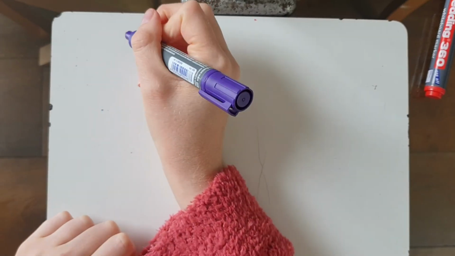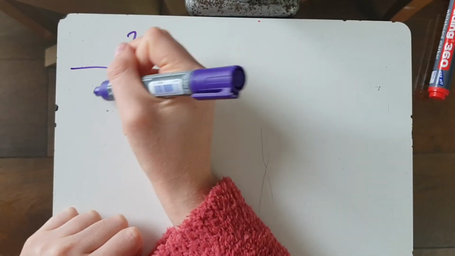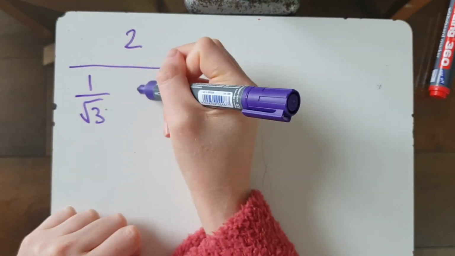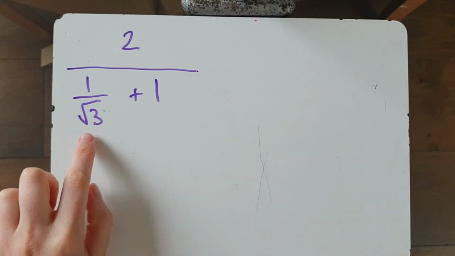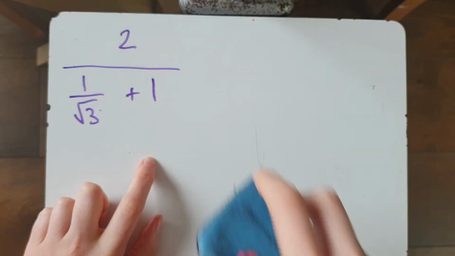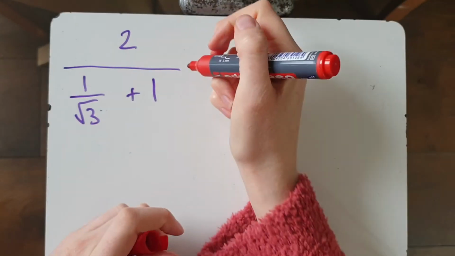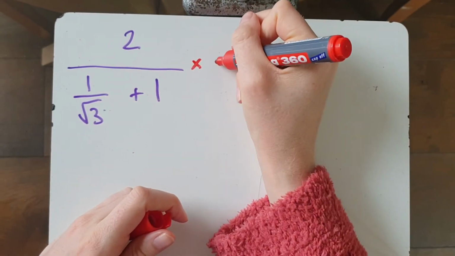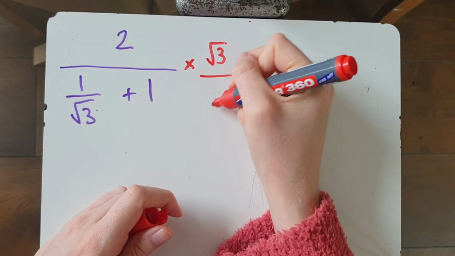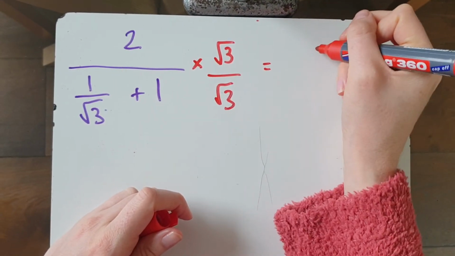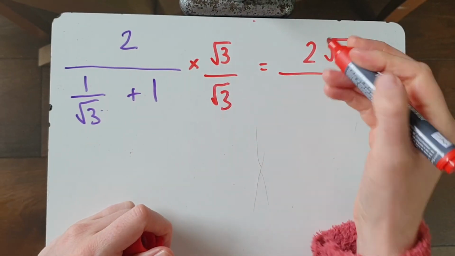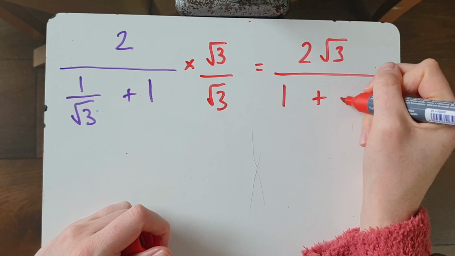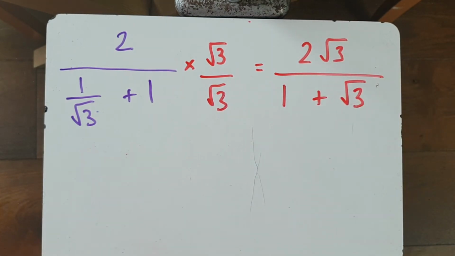Question 18, I would use a similar method. So we've got 2 over 1 over root 3 plus 1. And the first thing that I would think is I want to get rid of that 1 over root 3 in the denominator. So I'm going to multiply by root 3 over root 3 first of all. So I get 2 root 3 over 1 over root 3 times root 3 is 1 plus root 3.